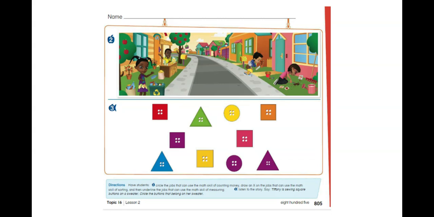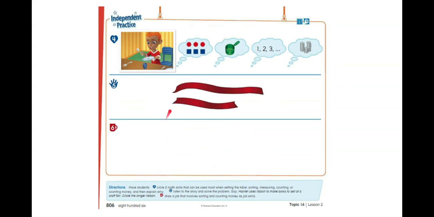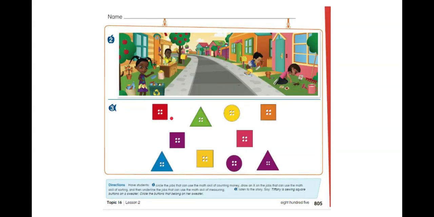Number 3, listen to my story so you can answer the question. Tiffany is sewing square buttons on a sweater. Circle the buttons that belong on her sweater. So for this problem, you need to know how to sort. And to sort the buttons, listen to the ones we are looking for. Circle the buttons. She is sewing square. So we need to sort and find the square buttons and circle. Go ahead and circle those. That's for problem number 3.